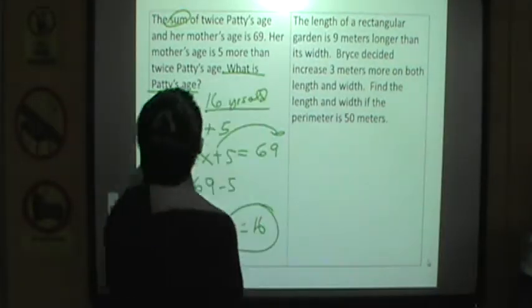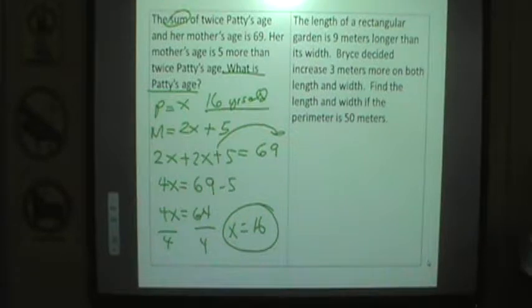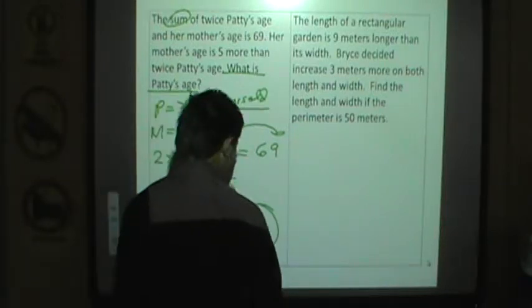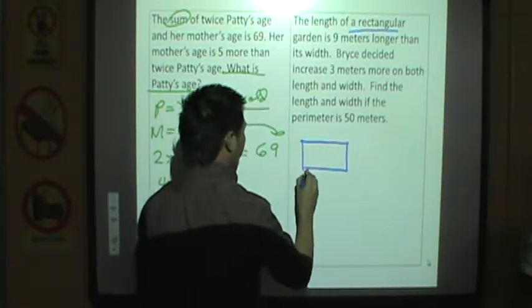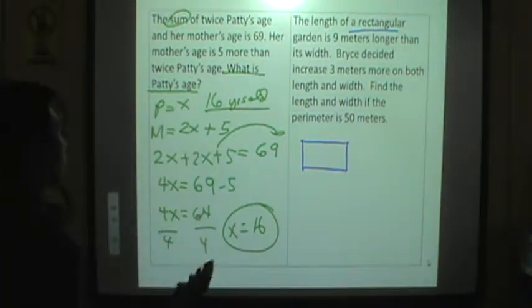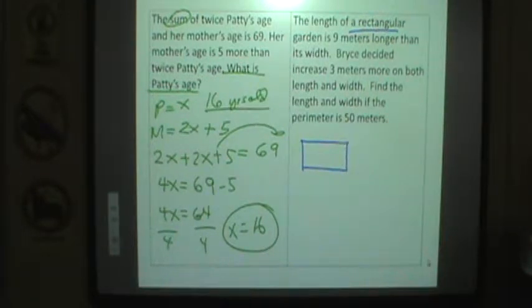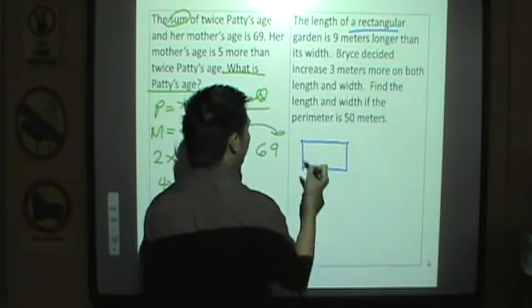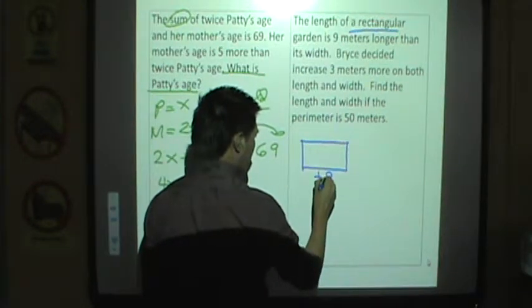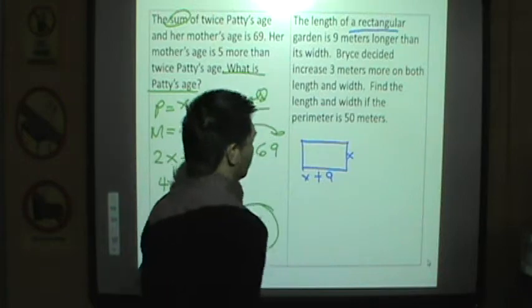Read the next problem now. Now, according to the problem, the shape here is a rectangle. So again, it's really important that you draw the shape of the problem on a piece of paper. So here we have a rectangle. The length of a rectangle garden is 9 meters longer than the width. So the length is 9 meters longer than the width, and we don't know the width.